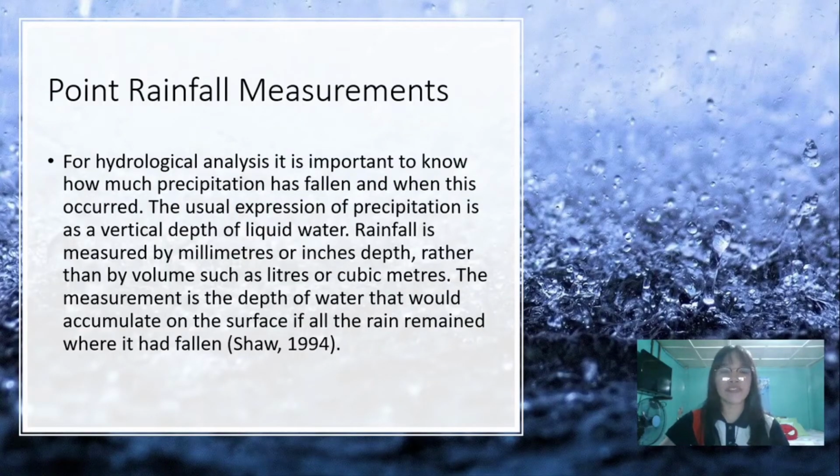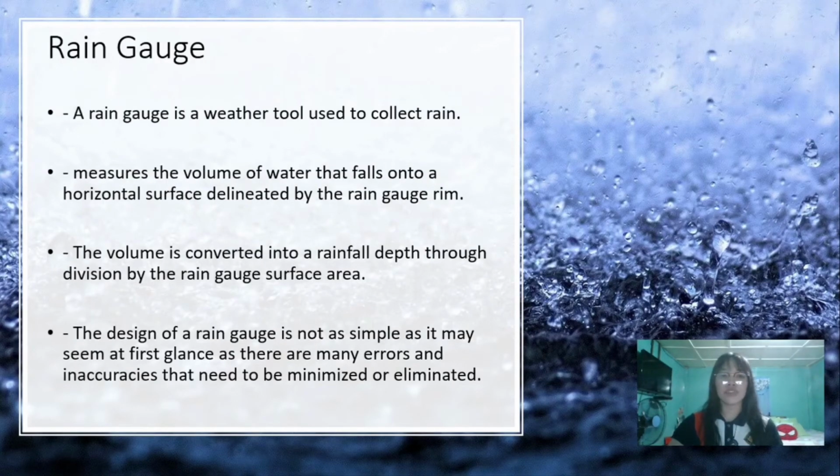Next is point rainfall measurements. For hydrological analysis, it is important to know how much precipitation has fallen and when this occurred. The usual expression of precipitation is as a vertical depth of liquid water. Rainfall is measured in millimeters or inches in depth, rather than by volume, such as liters or cubic meters. The measurement is the depth of water that would accumulate on the surface if all the rain remained where it had fallen. A rain gauge is a weather tool used to collect rain.